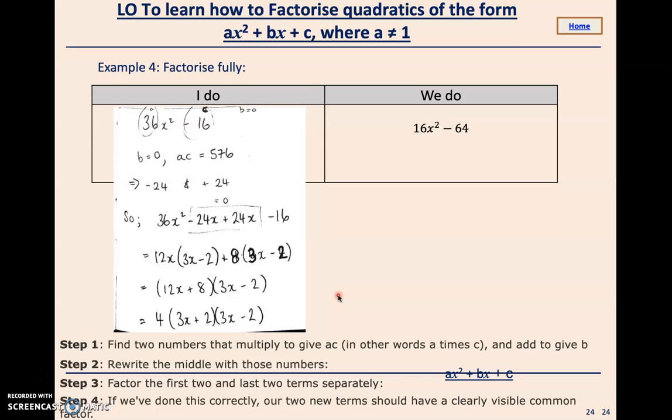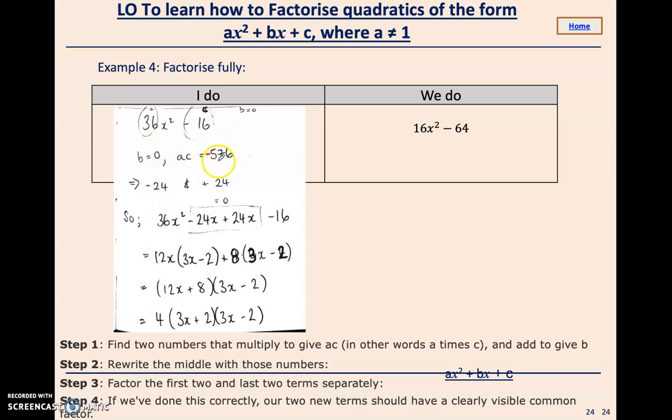Here's another one. So again, we know what our A is, we know what our C is. Our A times by C is 576. So what we need to do is we need to find a B value, which is 0. So what two numbers will times together to give us negative 576 and add together to give us B?